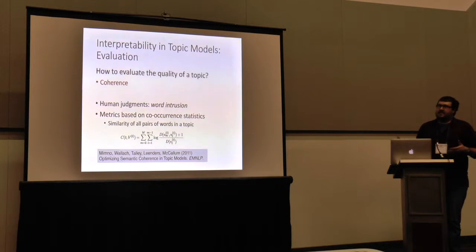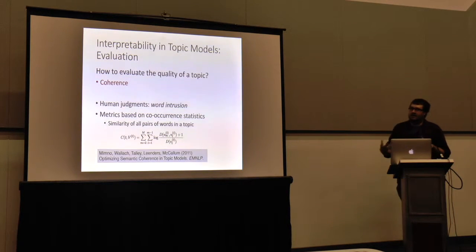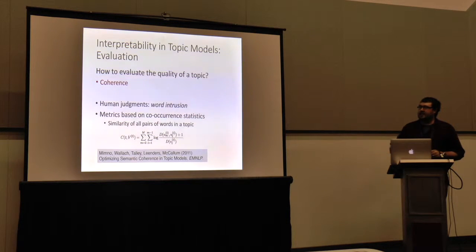But all of these metrics are basically measuring the similarity of all pairs of words in a topic. So for every pair of the top 10 or 20 words in a topic, how similar are they? And similarity can be based on metrics like mutual information. This metric is related to conditional probability, and so on. And these metrics have been shown to be correlated with human judgments or word intrusion scores. So this is a faster way of measuring that.